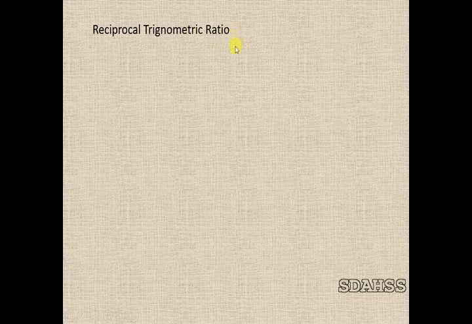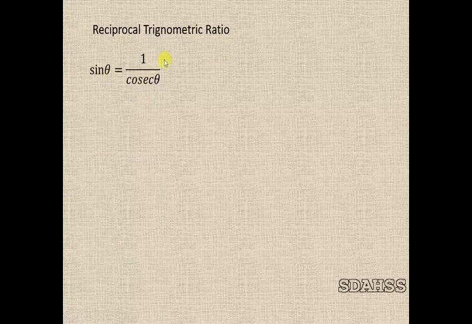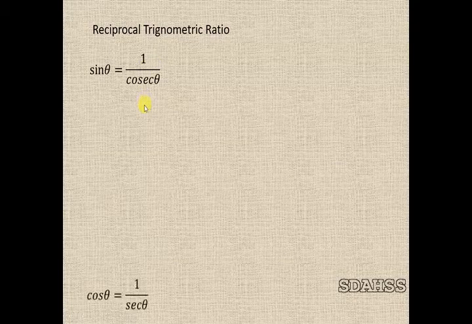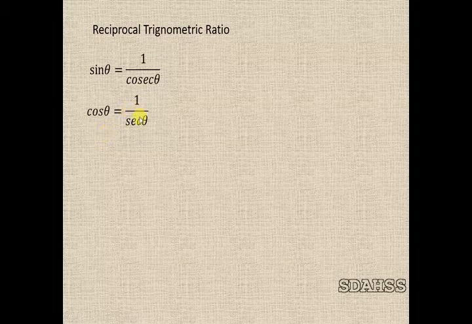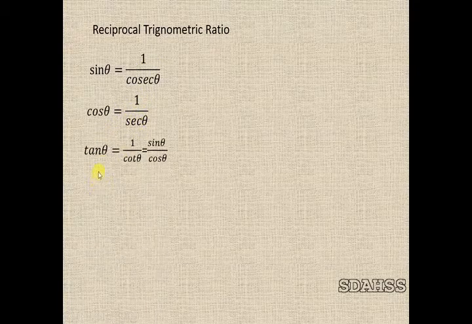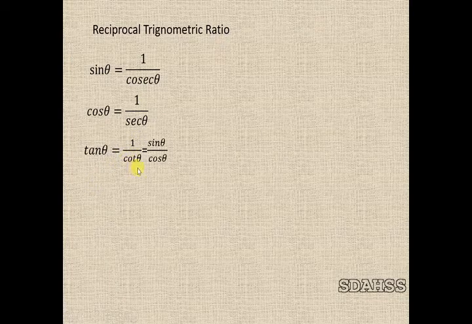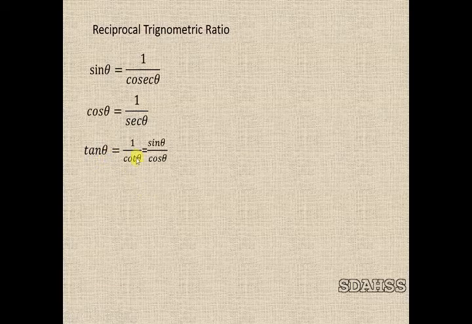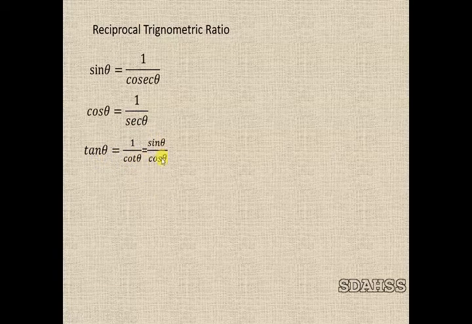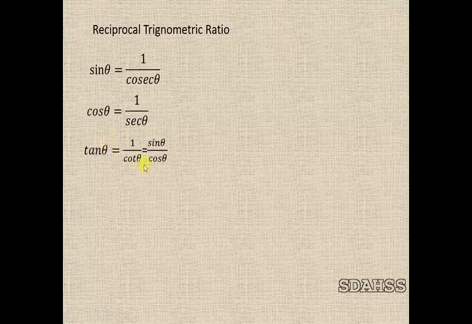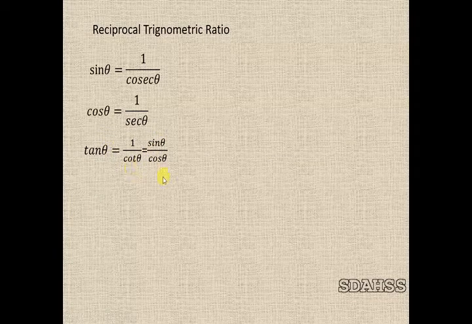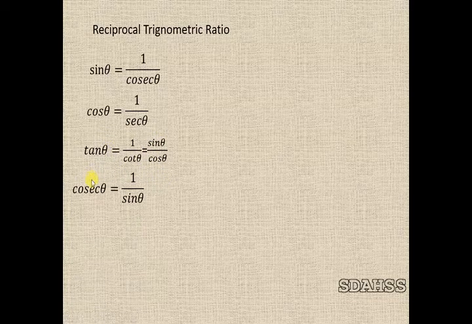Reciprocal trigonometric ratios. Sin theta is equal to 1 by cosecant theta. Cos theta is equal to 1 by secant theta. Tan theta is equal to 1 by cot theta, which is equal to sin theta by cos theta.